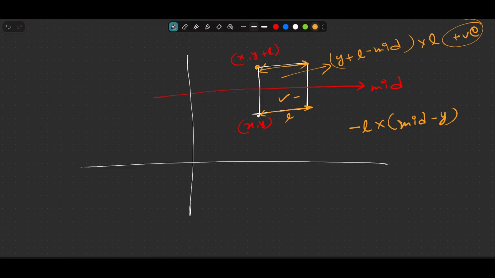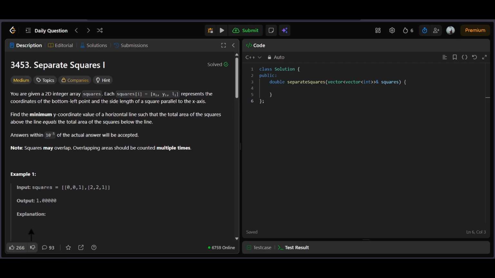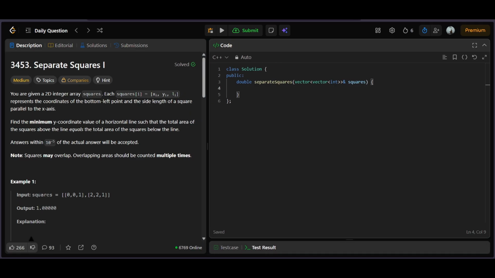So while taking negatives for the below part and positive for the upper part, if we get an overall sum that is less than or equal to 0, then our check function for the mid will return true, because we are finding a value as close as possible to 0. You can see in the question, it's also mentioned that we need to keep it till 5 decimal points. So we will take care of it with an epsilon. Okay, so let's just code it up to get it more clear.